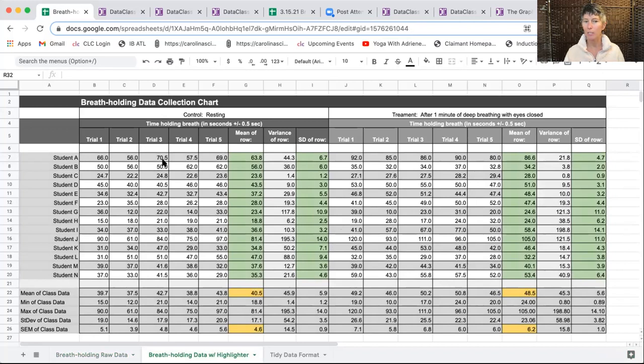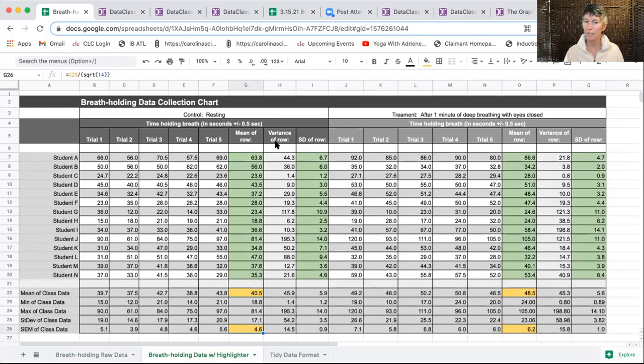If they're talking about individual data, then they should be talking about the mean for the individuals and the standard deviation for that individual. If they're talking about the class data, then they would be talking about the mean for the whole class. But in that case, they would look for the standard error of the mean because they're looking at the entire experimental group.